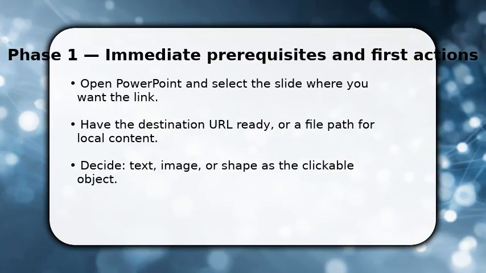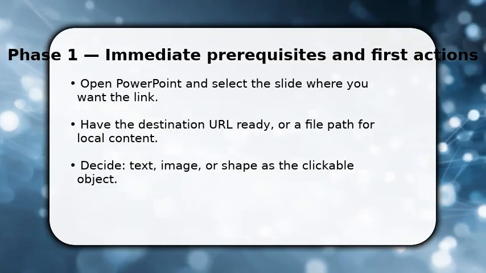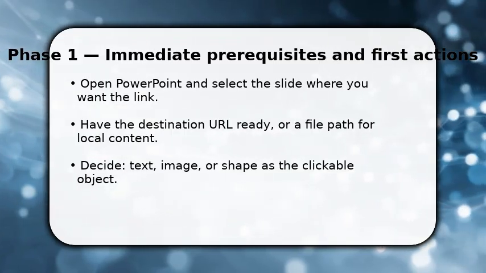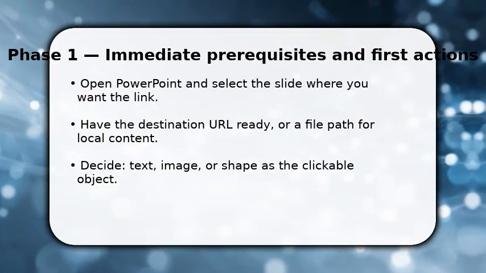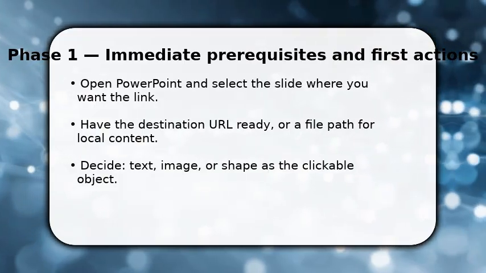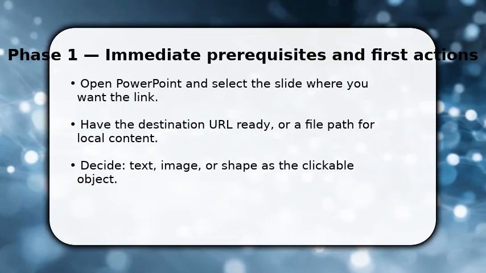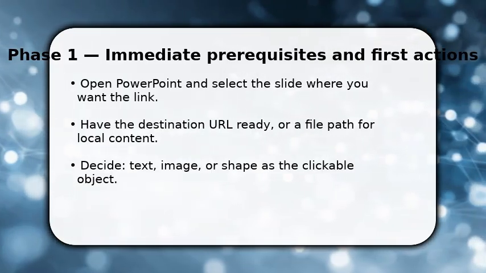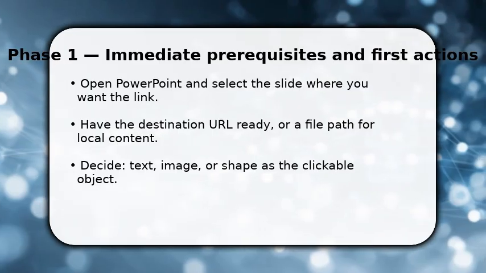You start by picking the slide and the object that will carry the link. Choose a word, image, or shape. Once selected, make sure the URL or file path is copied to your clipboard. This avoids typing mistakes. Next, right-click the chosen object and pick Link or Hyperlink.